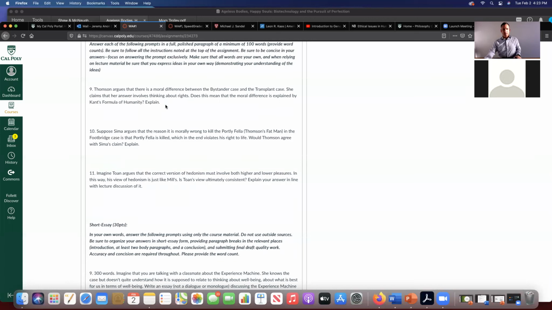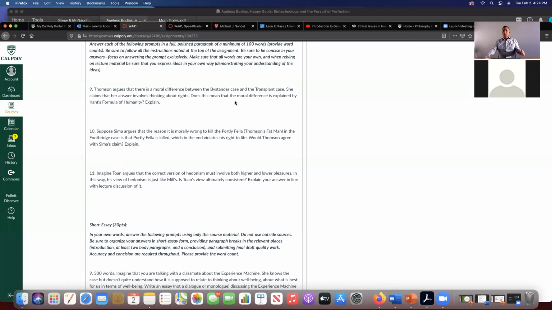And the answer here is going to end up being no, because remember, Thompson argues that Kant's formula of humanity fails, as is seen by thinking about the loop case. So her solution isn't going to be consistent with a principle that she claims is false. So that should be the initial thing you're thinking: okay, we have the formula of humanity, what does Thompson think about it? She thinks it's false. So surely her solution to the trolley problem isn't going to involve thinking about the formula of humanity.